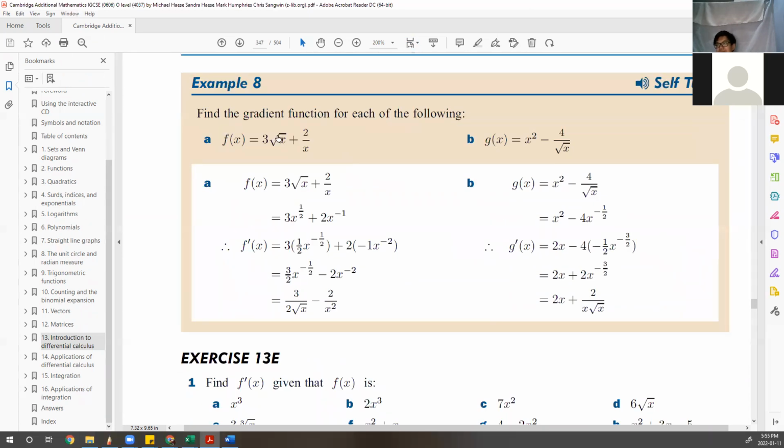How about square root? There you go. Square root is x power half. Remember? If over square root, x power -half. So you have to look at the indices rules, because the indices rule is the basics.